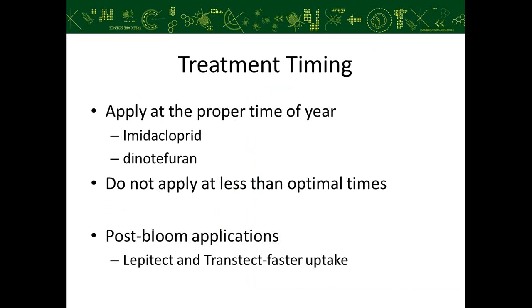Applying products at the right time of the year. Again, applying them at less than optimal times means less than optimal protection and results, and it could mean more insecticide being applied than needed. Another thing that we'll talk about in a little bit more in-depth when we get into our conversations with Japanese beetle is timing some of our treatments, whether they're sprays or soil applications, to be post-bloom, after flowering has subsided, for things like Japanese beetle.